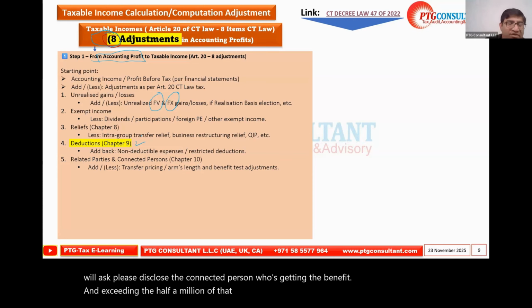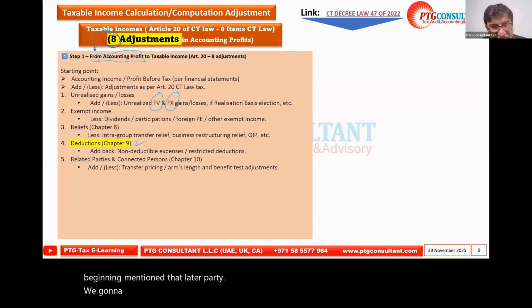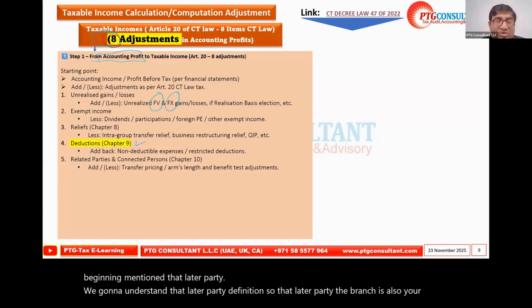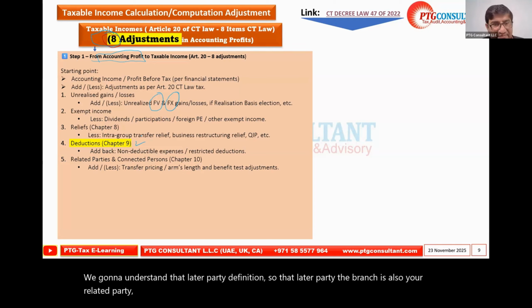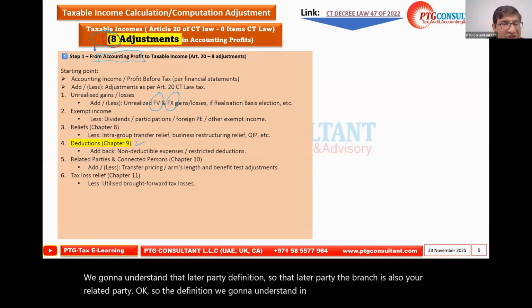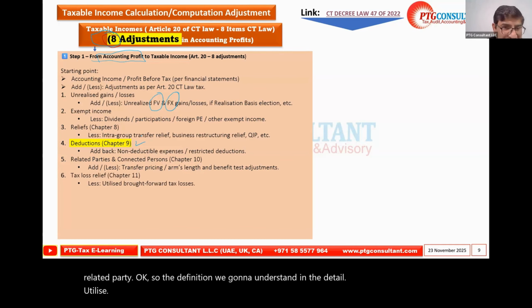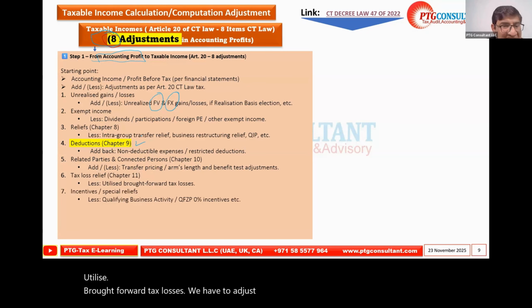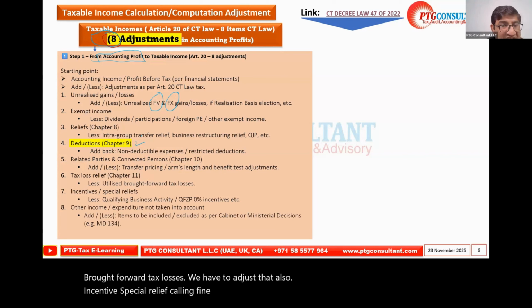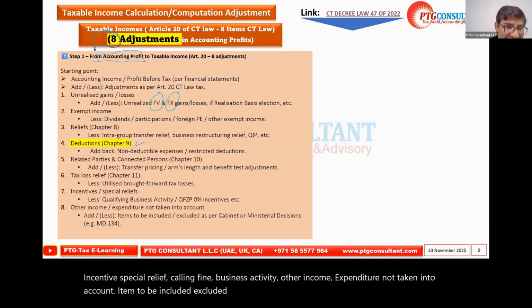Again, one of the participants in the beginning mentioned related party. We are going to understand that related party definition. The branch is also your related party. We will understand the definition in detail. Tax losses: utilize brought forward tax losses, we have to adjust that also. Incentive, special relief, qualifying business activity, other income or expenditure not taken into account, items to be included or excluded as per the Cabinet Decision. Here the Ministerial Decision reference is also there.